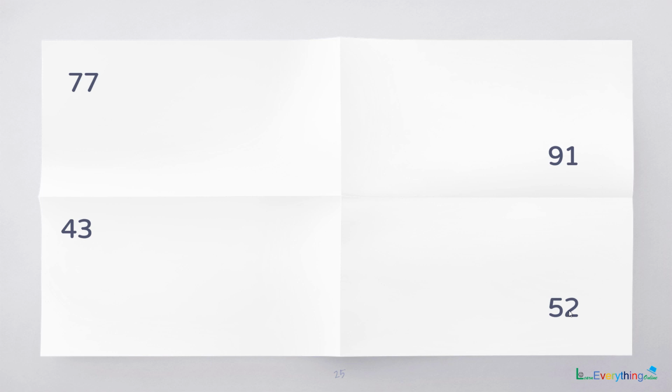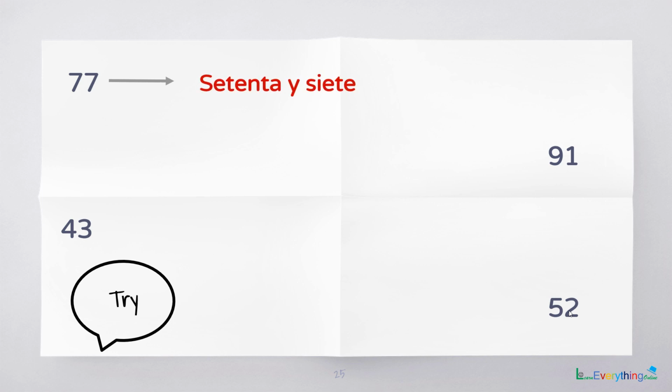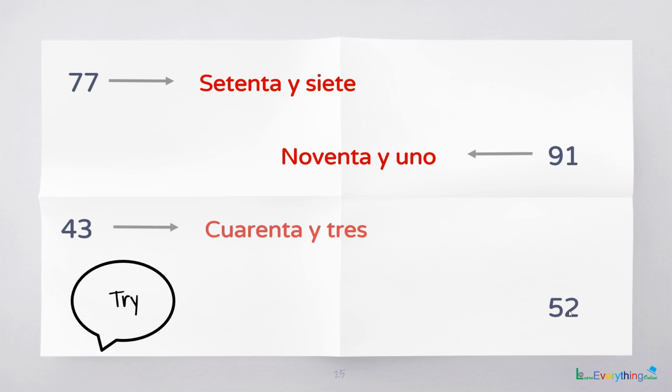Okay, so let us see if you got them right. The number for 77 is 77. Number for 91 is 91. Number 43, 43. Number 52, 52. Hope you got them all right.